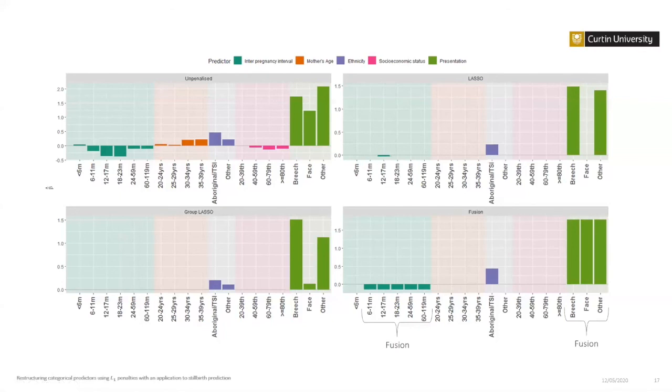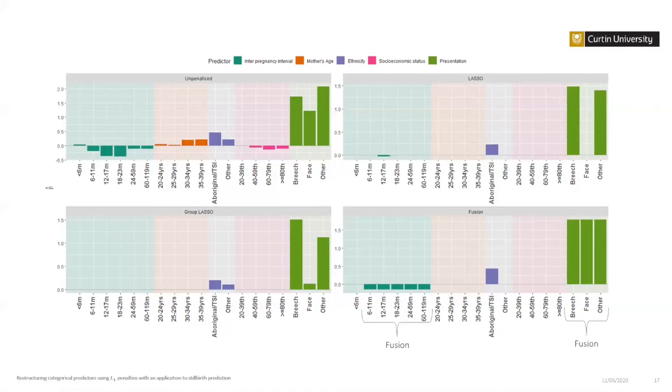Our reference is women that wait less than 6 months. So if we compare to them, as long as you were to wait more than 6 months between pregnancies, you're going to have a decreased risk of stillbirth compared to that other group. And I guess there's some appreciation that that's a little bit more elegant than what we had before, where we had these choppy interpretations where we had to make them at an indicator level rather than a predictor as a whole.